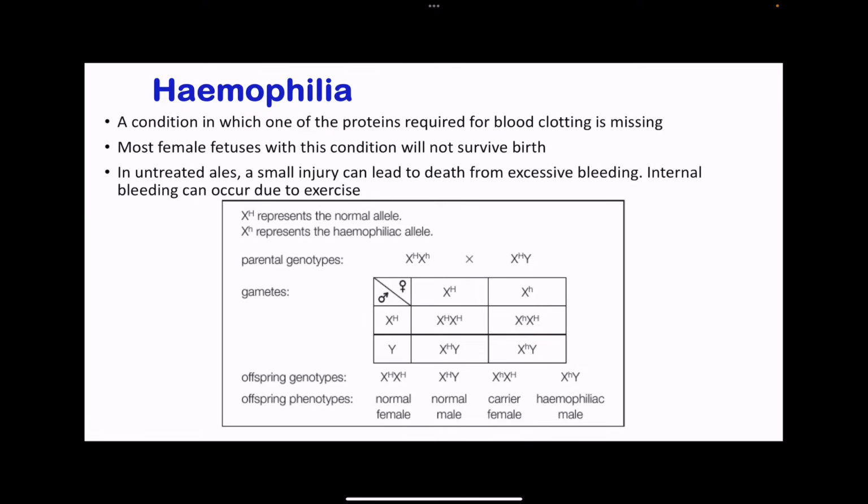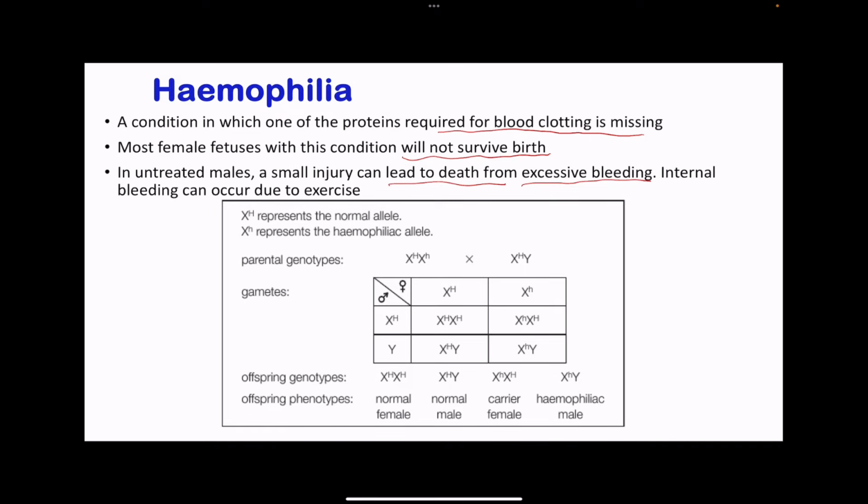Hemophilia is another genetic condition in which some of the proteins required for blood clotting did not form well or are missing. Most female fetuses with this genetic condition may not survive to be born. And if it's untreated in males, it could lead to death from excessive bleeding if there is injury, or from internal bleeding just due to exercise.